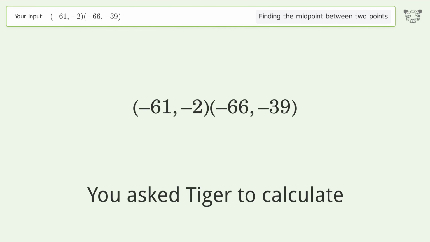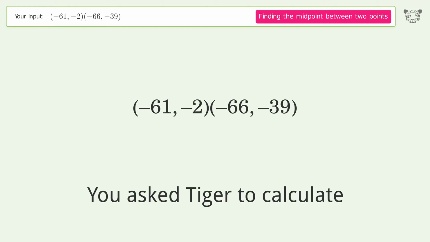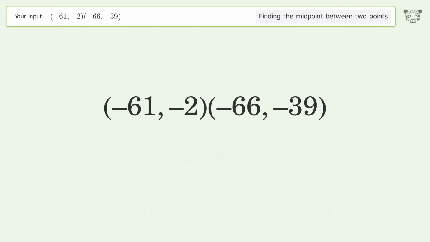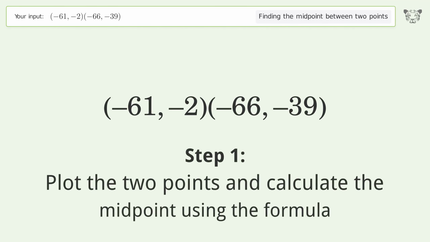You ask Tiger to calculate. This deals with finding the midpoint between 2 points. The midpoint between the 2 points is negative 63.5, negative 20.5. Let's solve it step by step. Plot the 2 points and calculate the midpoint using the formula.